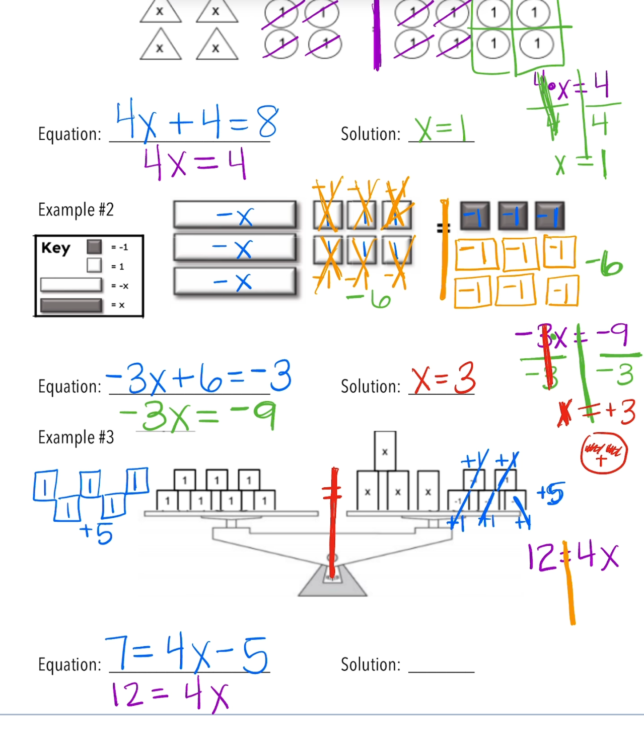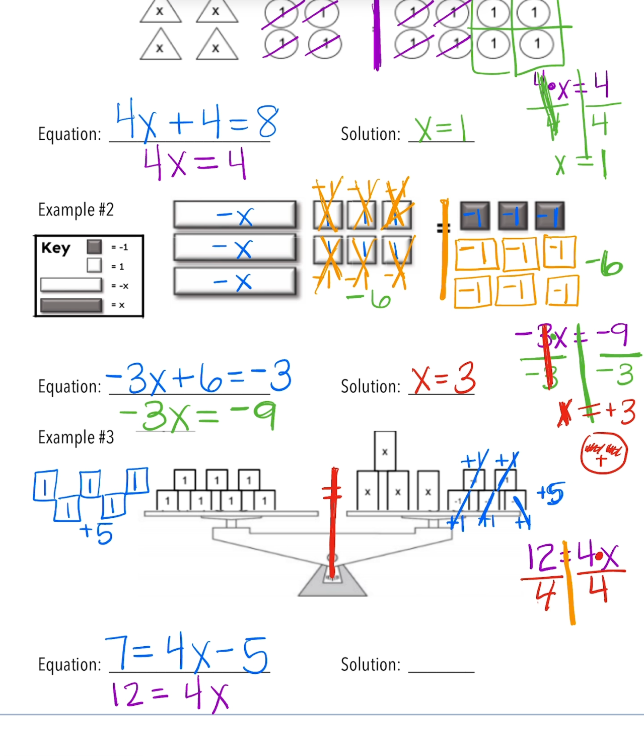Remember that when a number and a letter sit next to each other, that means to multiply. And so how do I get rid of multiplying? How do I undo multiplying? Well, the easiest thing to do there is the opposite of multiplying is to divide. So I'm going to divide on both sides. What am I dividing by? I'm dividing by the number in front of the letter. So that's going to be a 4, and it's positive. So divide each side by 4.